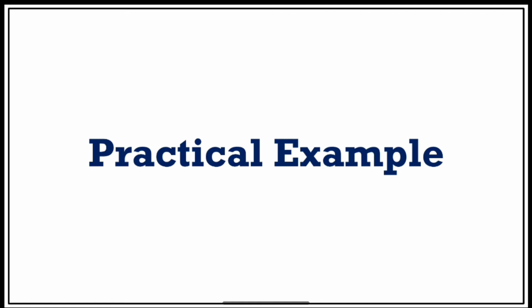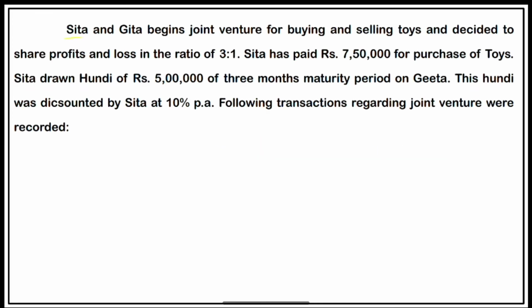Let's do one more practical example. જો આગળ જે આપણે કનુ અને મનુ વાળો એક્ઝામ્પલ કર્યો, in the books of કનુ only, તો આપણે એક પાર્ટનરની બુકમાં અકાઉન્ટ્સ તૈયાર કર્યા. Now in this example, in the second example, we will prepare accounts in the books of both the partners. See here, Sita and Gita begin a joint venture for buying and selling toys and decided to share profit and losses in 3:1.